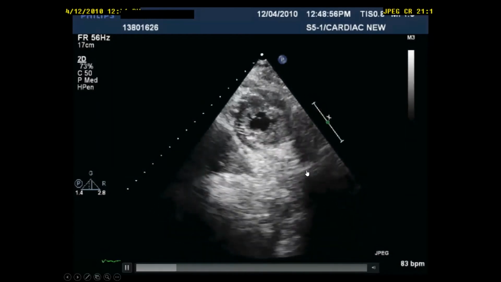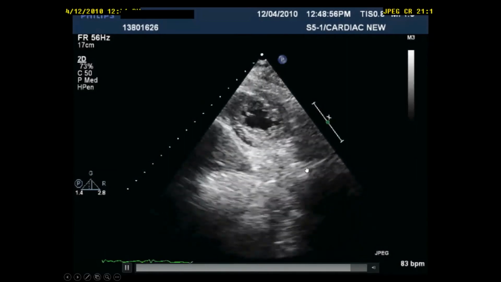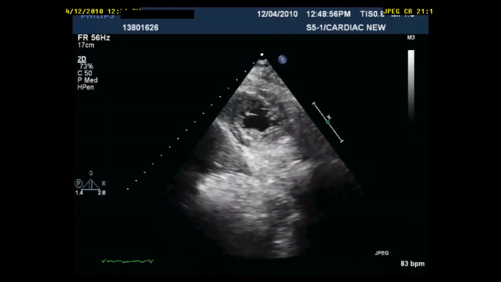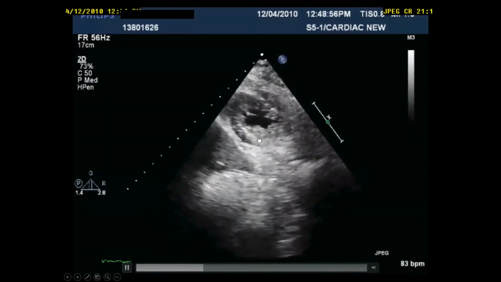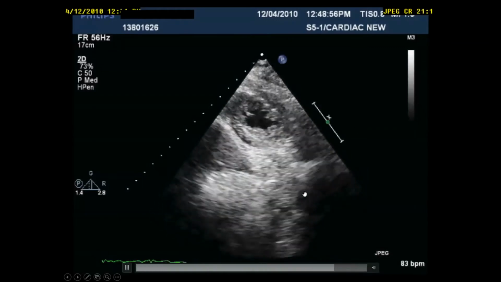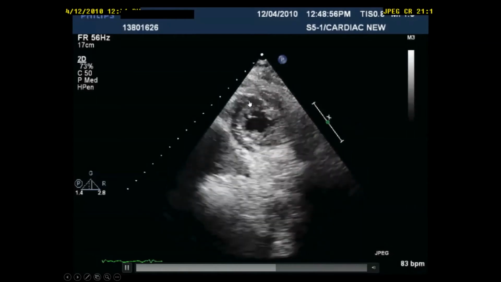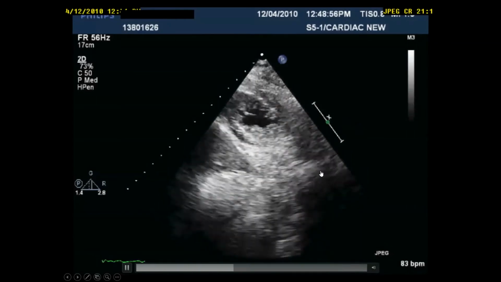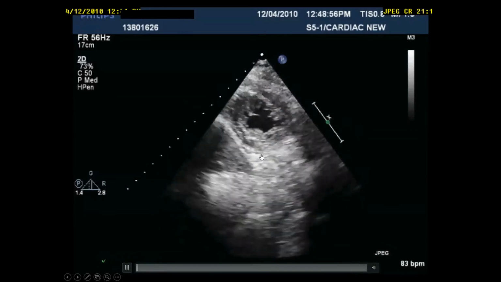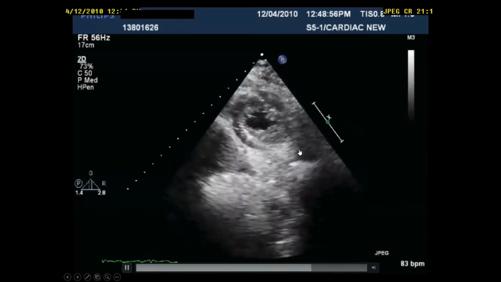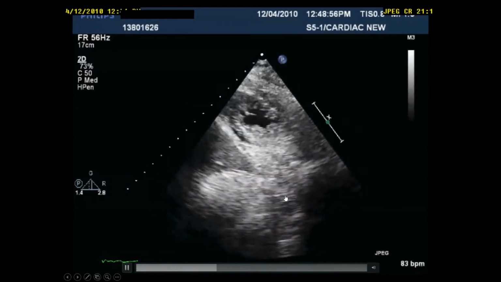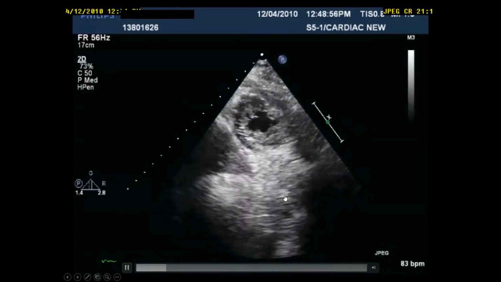Now, what is this? Where are we here? This is the apex, right? So is it normally contracting, hypokinetic, dyskinetic, akinetic, or aneurysmal? Generally hypokinetic with dyskinesia in the anterior septum, the apical septum.